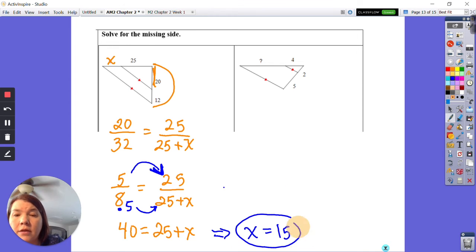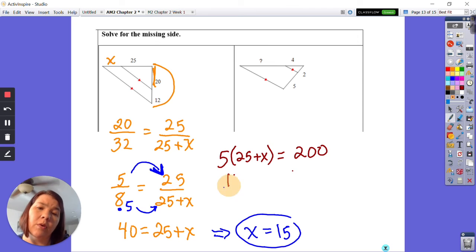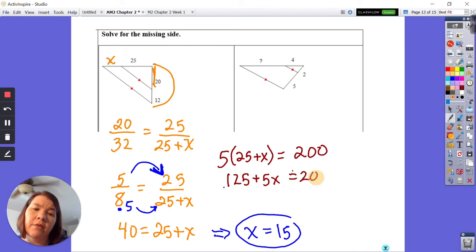Just to show you that it still works if I cross multiply: 5 times (25 plus x) equals 25 times 8, which is 200. So we get 125 plus 5x equals 200, 5x equals 75, and x equals 15. Go ahead and try that one on your own. Pause the video now and see what happens.